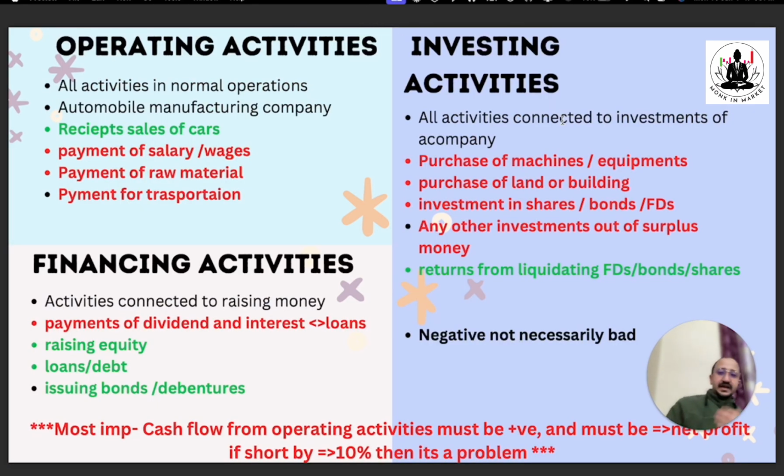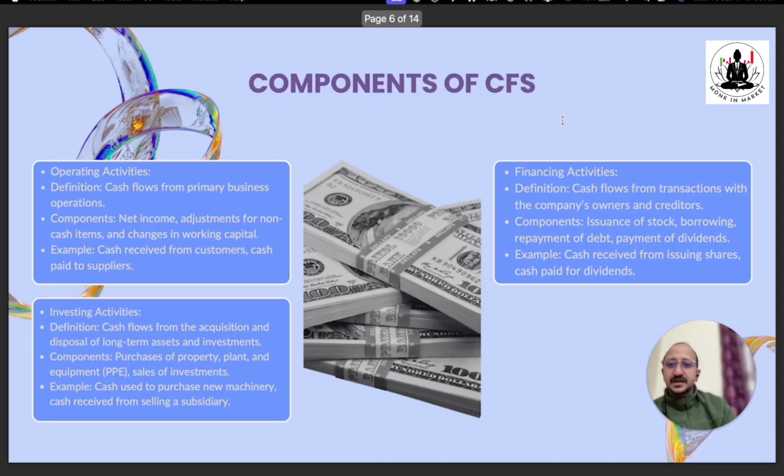Okay. Now again, we are going to go deep into this, guys. So let's have a small definition first. Operating activities are the cash flows from the primary business, right? It could be net income from the main important activities or primary business, whatever a company is doing. Cash received from customers, if I am selling something, whatever cash I will be receiving, that is operating activity.